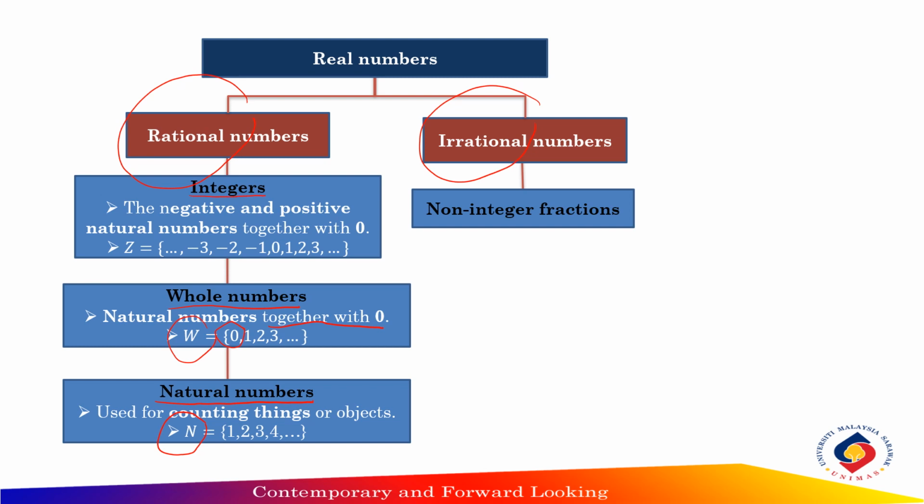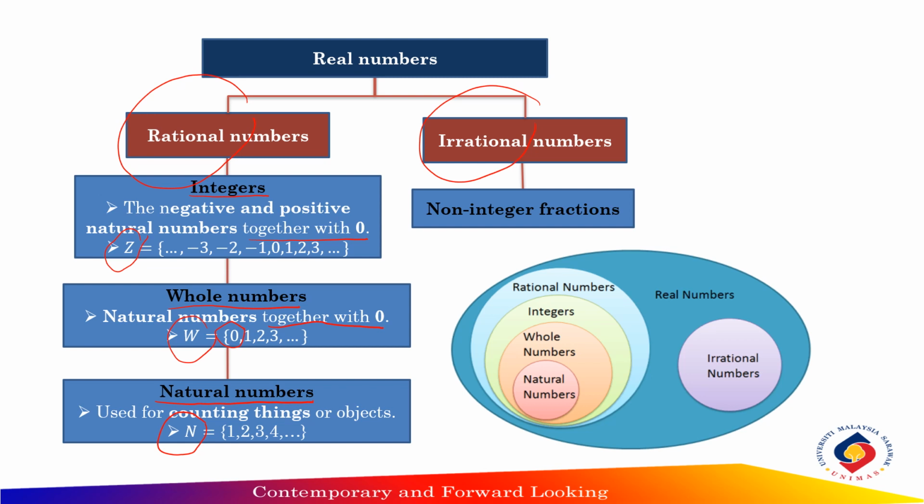Next, integers. The negative and positive of natural numbers together with 0. So negative natural numbers, for example, negative 3, negative 2, negative 1. And then positive natural numbers, for example, 1, 2, 3, 4, 5, and so on. And then include 0. So this we call integers. It is denoted by capital Z. Okay, for irrational numbers, it is non-integer fraction.